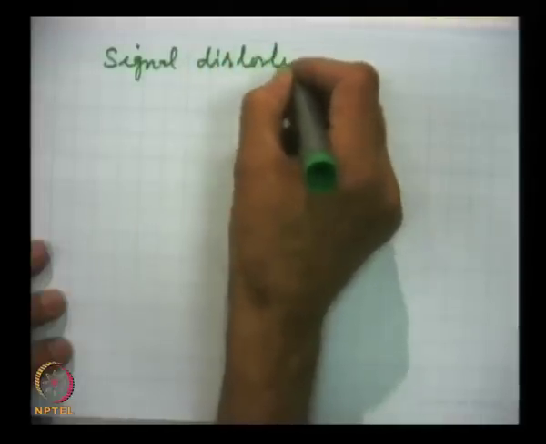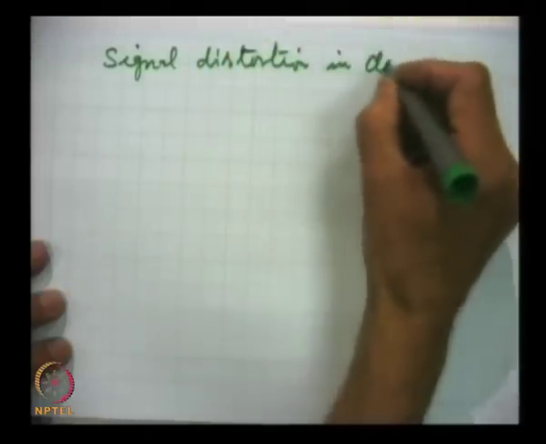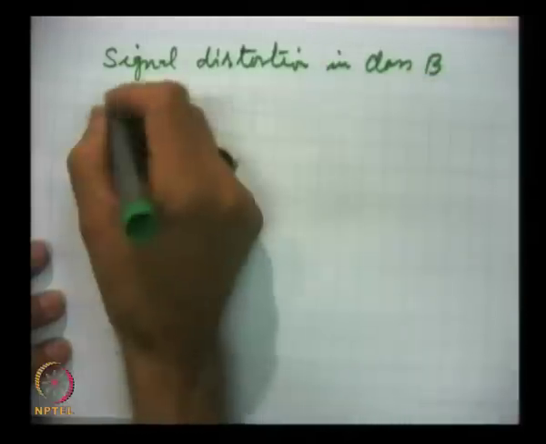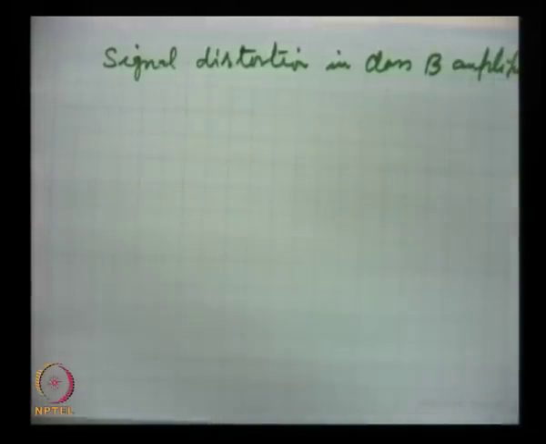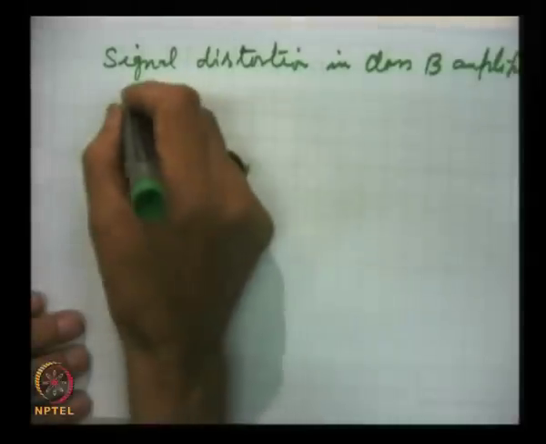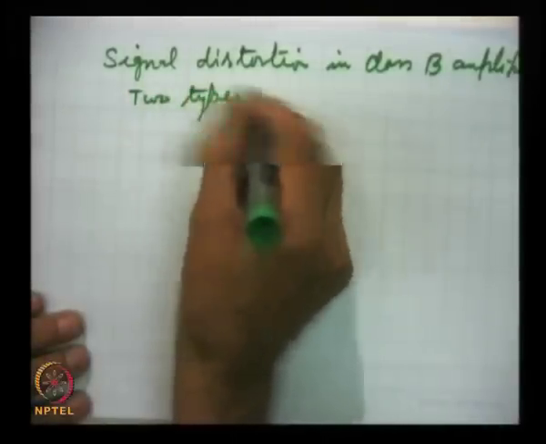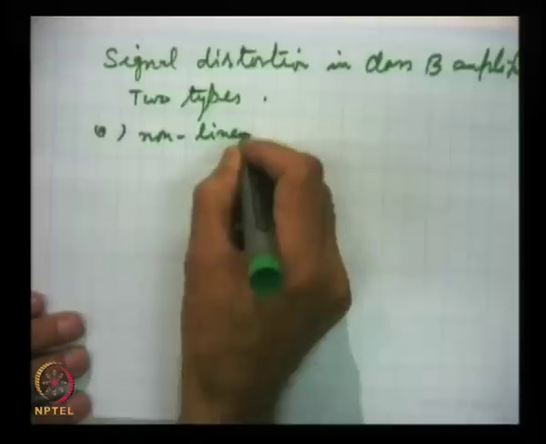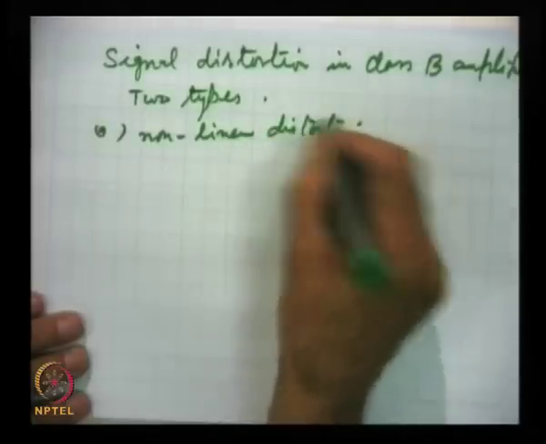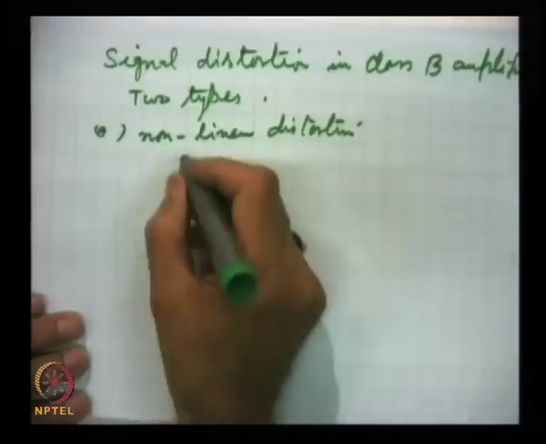We are continuing with the analysis of this, but before that we should see that in class B operation signal distortion occurs actually, and there are two types of signal distortion in a class B amplifier. One is nonlinear distortion, which is also called harmonic distortion.